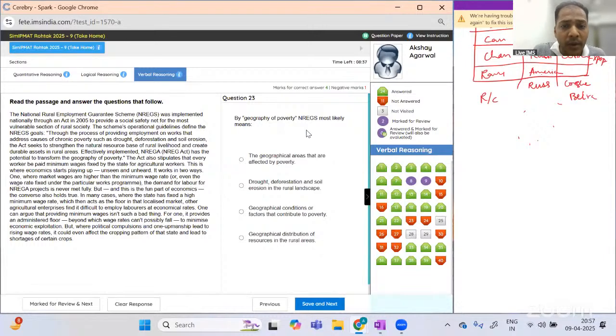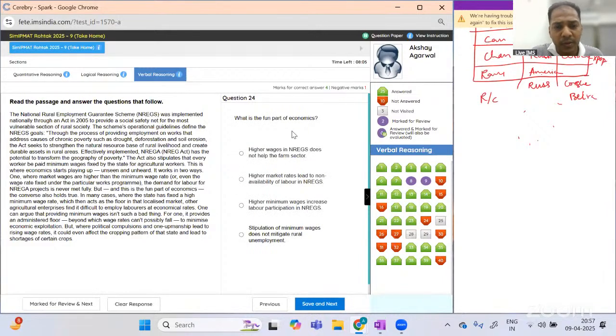By geography of poverty, NREGS most likely means geographical distributions of resources. What is the fun part of economics?